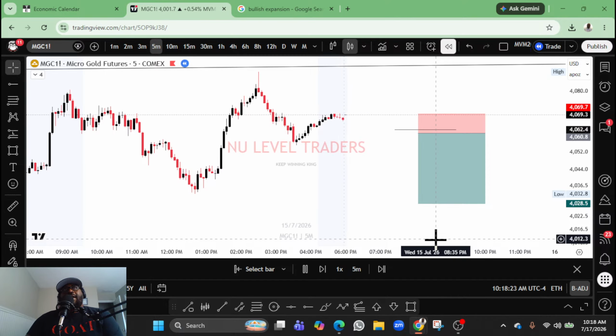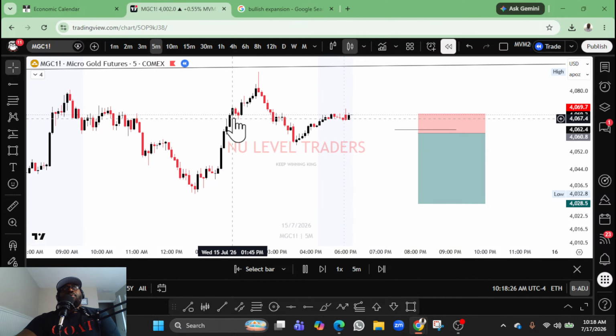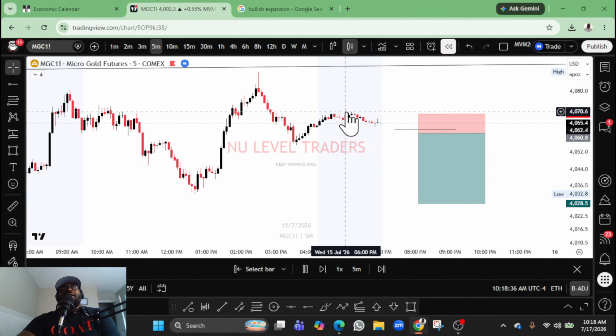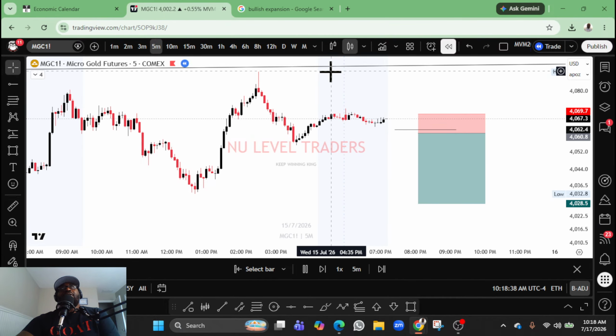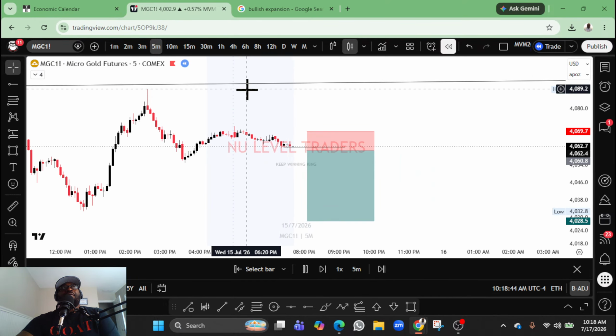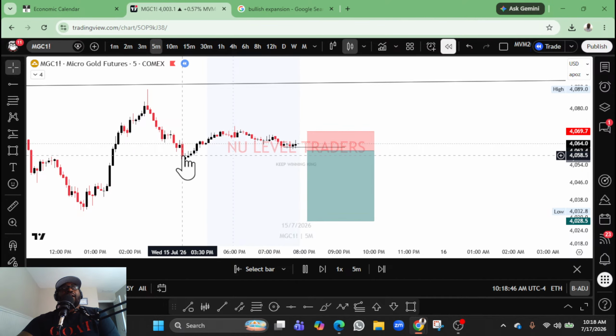You see how we got full displacement here, broke this level. Once we broke this level that was here, you get displacement here. A lot of people went short here and had to hold their positions if you didn't have your stop right here above this level. This is where your stop should have been if you was a person who entered into the trade here or here at a break below this level, right?